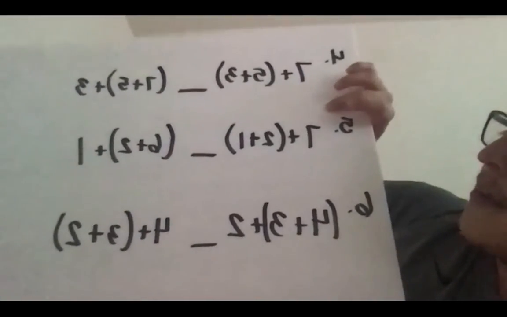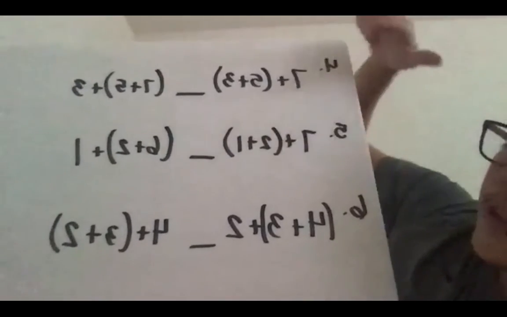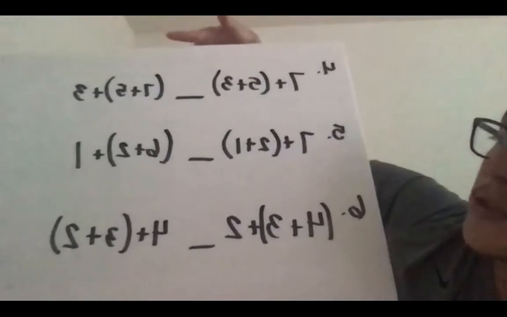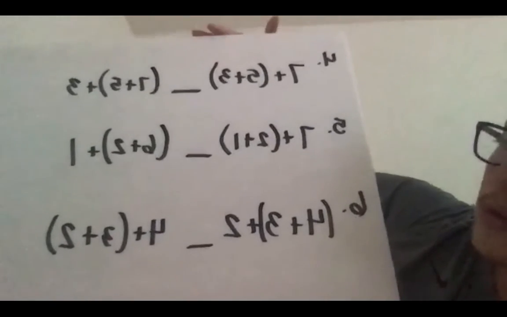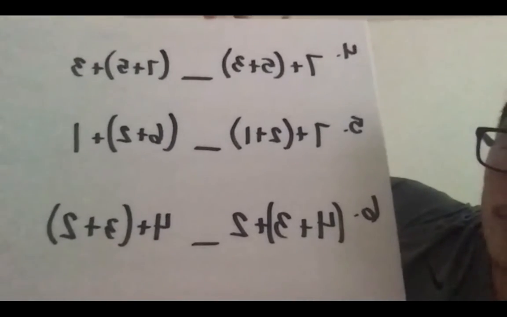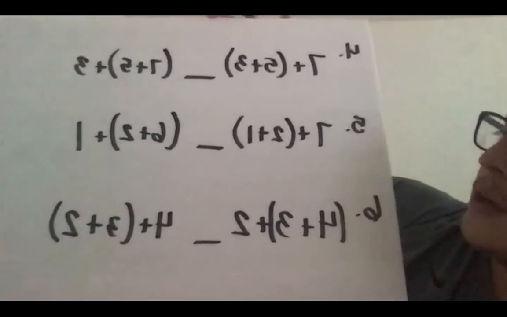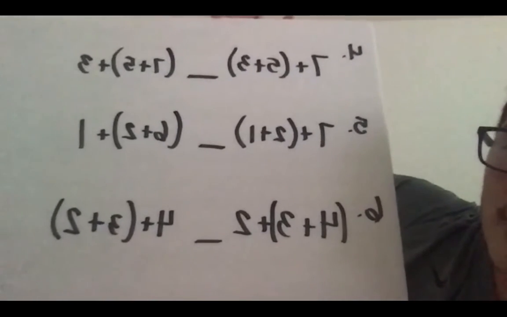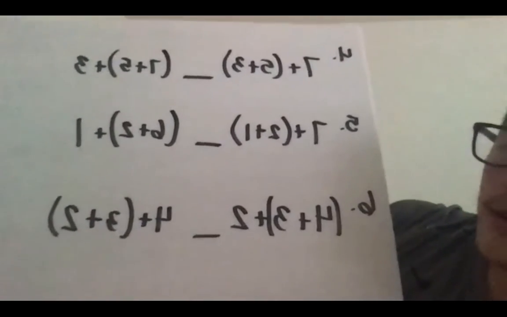So now we have number 5. Number 5 has 7, 2, and 1, and the 2 and the 1 are grouped together. But the other side has 6 plus 2 plus 1, and the 6 and the 2 are grouped together. Are these equal? No. Why aren't they equal? They have different numbers. Yeah, what's the different number? 7 and 6. Exactly. So they have to have the exact same numbers in order for it to work. Good.